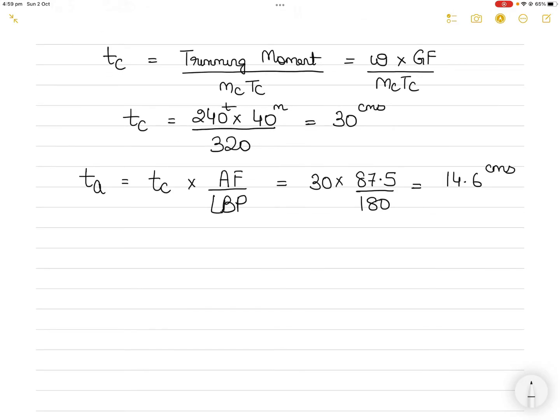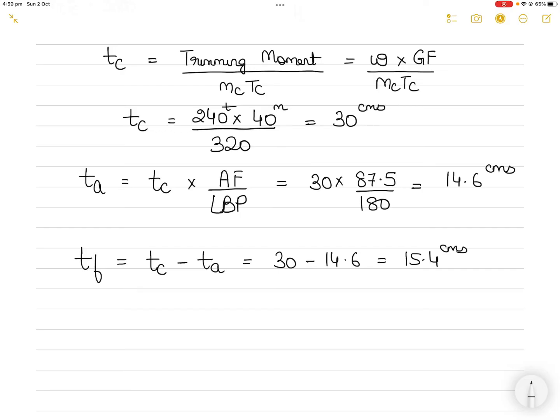All right, and then we have TF, change in the trim forward, which is nothing but TC, overall change in the trim, minus TA, change in the trim aft. So 30 centimeters minus 14.6 centimeters, which is equal to 15.4 centimeters.